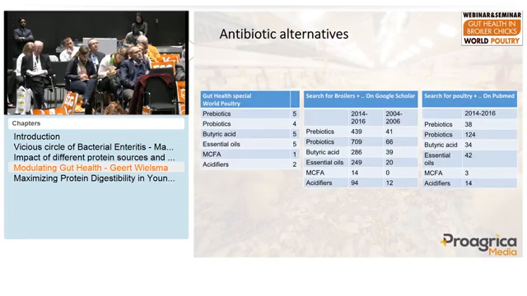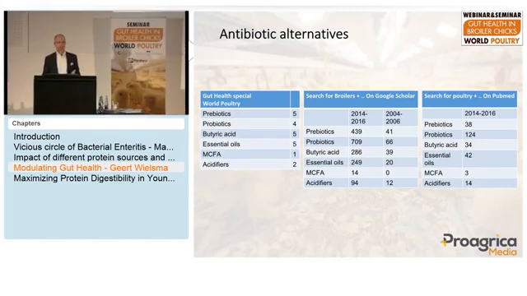Now, what type of alternatives to antibiotics are in focus? I've looked in 2 scientific databases, Google Scholar and the PubMed database. What type of alternatives are most in focus and are most published about? You can see the 2 lists. In the Google search, I compared the years 2004 to 2006 with 2014 until today. You see it's more or less increased with a 10-fold for the different topics.